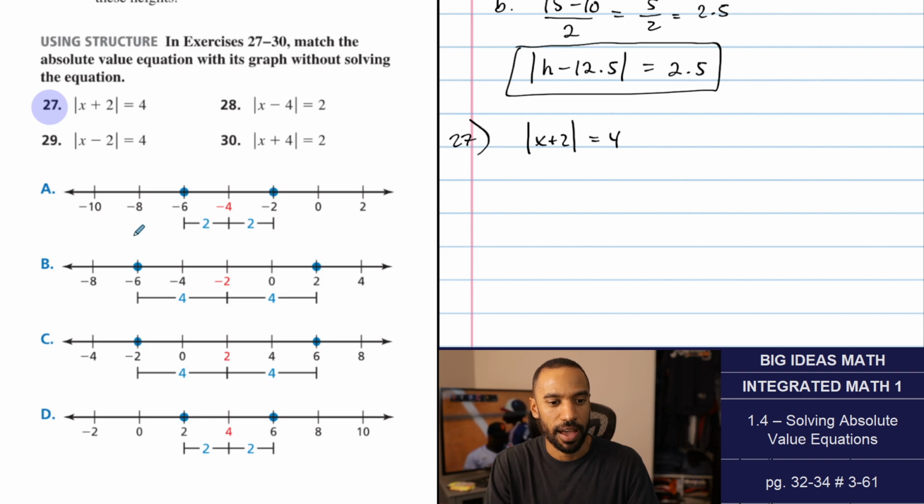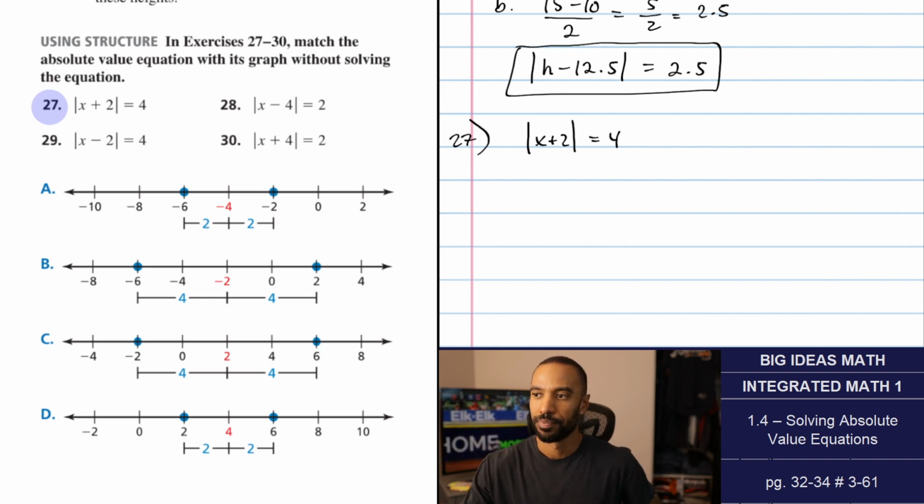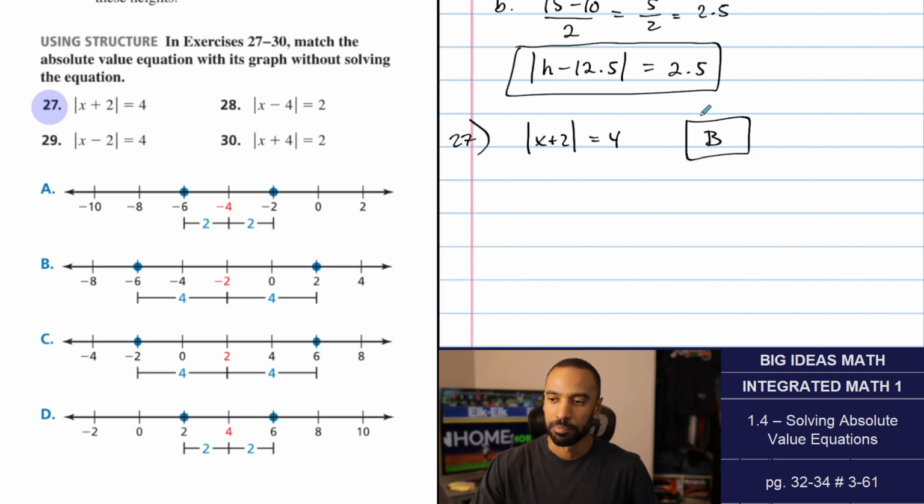Well, I want you to think of the values you can substitute for x. We can even try this. If these are the solutions, they said without solving the equation, we could plug them in. If I plug in negative 6 into here, negative 6 plus 2 is negative 4. Absolute value of that is 4. That actually works. 2 plus 2 is 4. Absolute value of that is 4. It's actually going to be B. The answer is going to be B here.